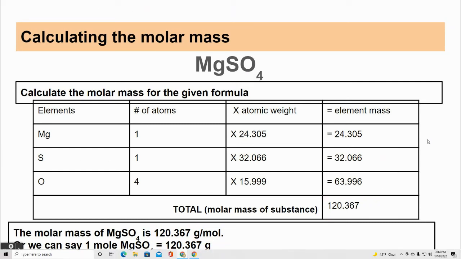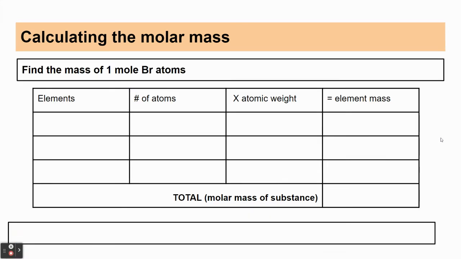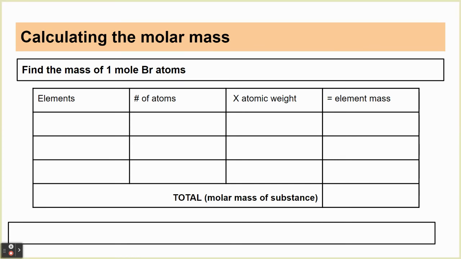We're going to try out 2 more examples, and then you can start on your own worksheet. All right? So look at the question here. Find the mass of 1 mole of Br atoms. All right, so again, we want to look for Br. Okay, so what's the element there? Just Br.